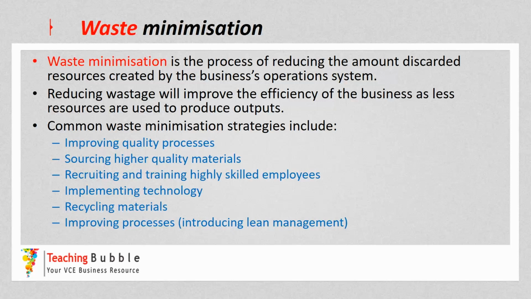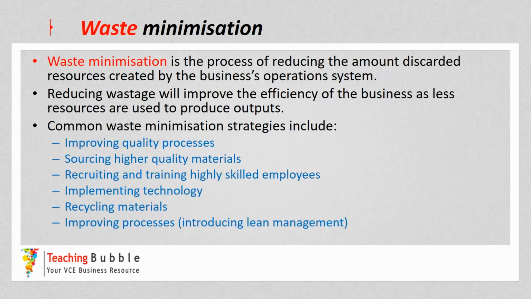So what wastage is created in that, or where does a business actually create wastage in that system, and how can they try and minimize the wastage that is being produced? Reducing wastage will help improve the efficiency of the business because less resources are used to produce the actual output that they are producing.